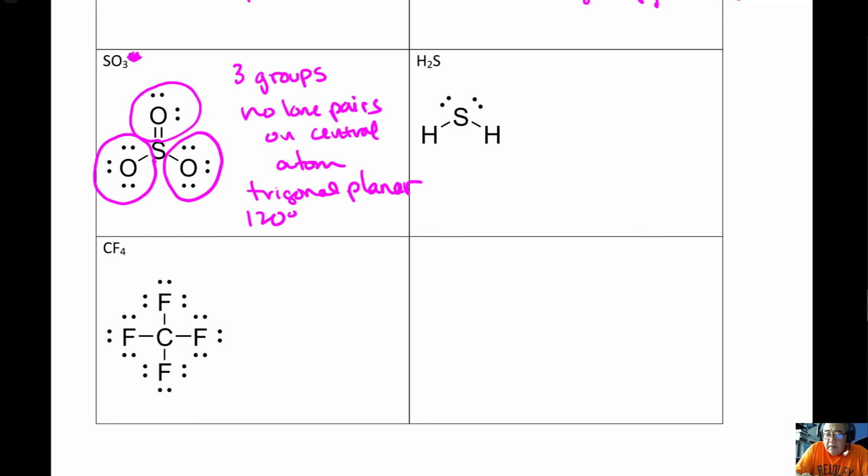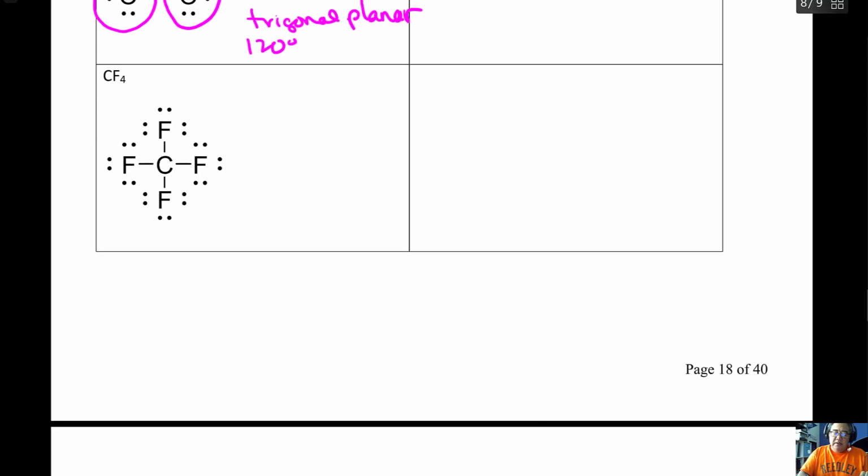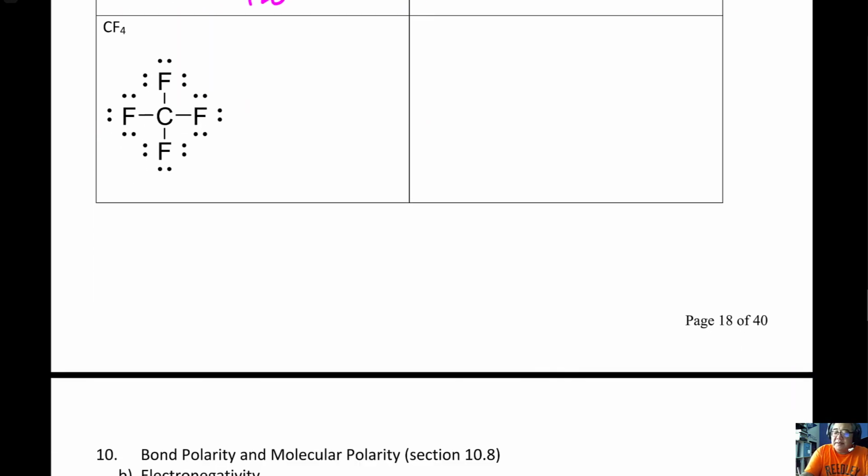Okay, so 4 groups, 2 lone pairs, right? This is bent. So that's what you should have come up with. And the bond angle is less, I didn't ask you this, but the bond angle is less than 109.5. Oh, I forgot to say tetrahedral is its electron geometry. I get that from here, and I get the bent from the 2 lone pairs. So go ahead and do this one. I'll pause it again, and I'll restart.